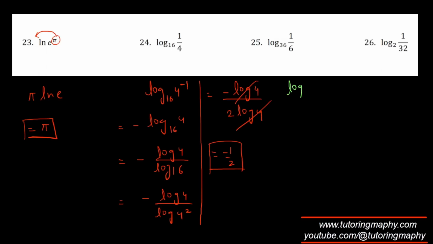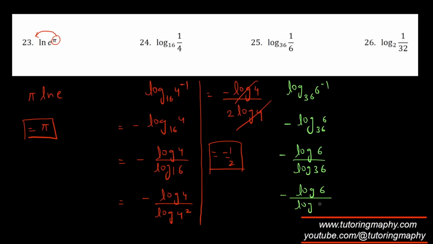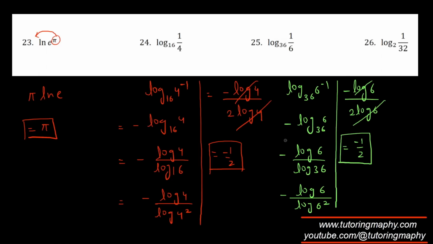This can be written as log with base 36 of 6 to the negative 1, which will be negative log of 6 with base 36. This can be written as negative of log of 6 over log of 36. Yes, change of base formula. So negative of log of 6 over log of 6 squared. Yes. And this 2 is thrown outside, so it's going to look like negative log of 6 over 2 log of 6, which will be equal to, log 6 is gone, so I'm left with negative 1 on the top and 2 at the bottom.